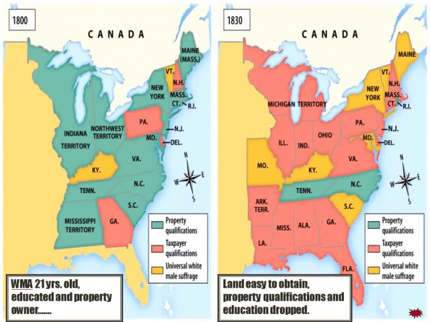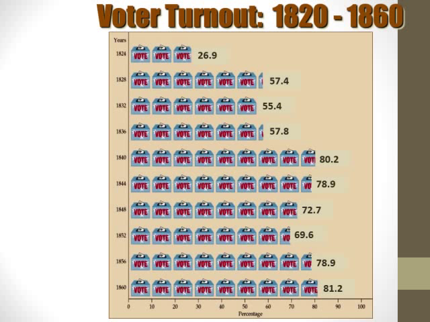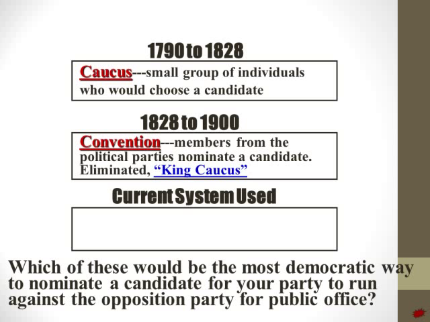People that what? Own land, and also people that don't own land. So remember, what the change here, folks, is that you no longer have property requirements. And more people are voting. We talked about the caucus and convention system.